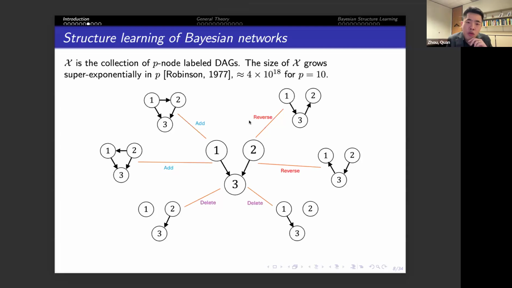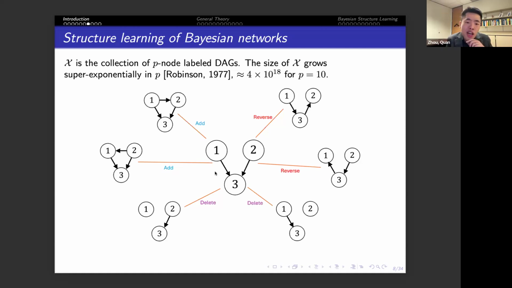So the next problem, which will also be the topic of the second part of this talk, is the structure learning problem. For this problem, we are trying to infer the underlying directed acyclic graph from some observations. And if you have p node variables, then the underlying state space is the collection of all the p-node DAGs. And according to a well-known formula due to Robinson, you can show that the size of this state space is super exponential in p, and actually it is very large. For example, for p equal to 10, this is already an enormous and astronomically large number.